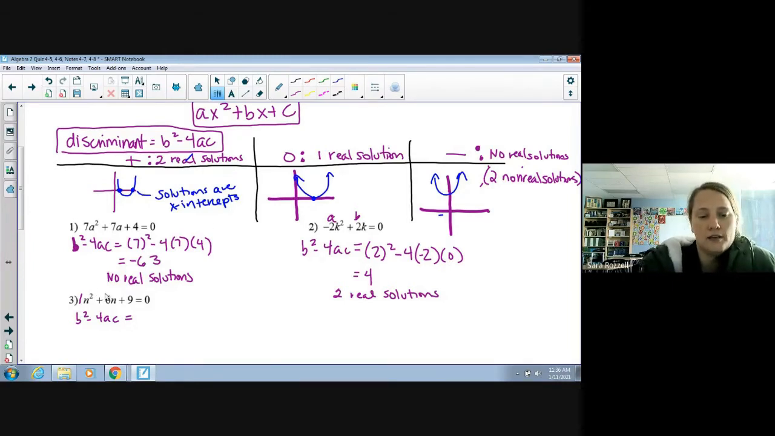So remember, it goes A, B, C. A is 1, B is 6, C is 9. Plug it into this formula. Thank you, Diamond. Good job. Amari, good. Jaden, you got the discriminant right, but go back and double check the other part.